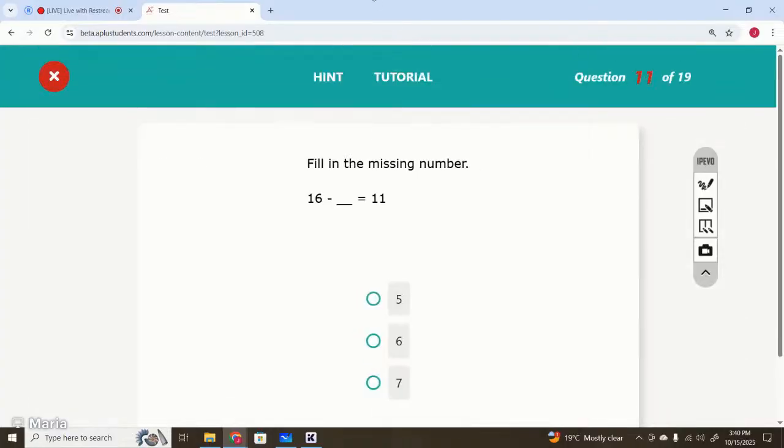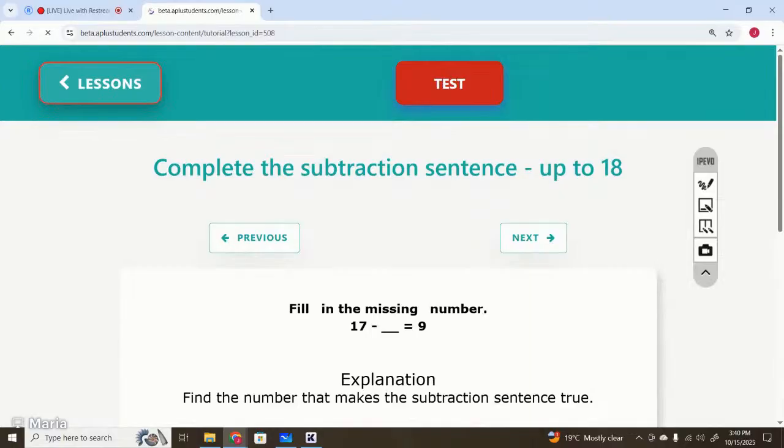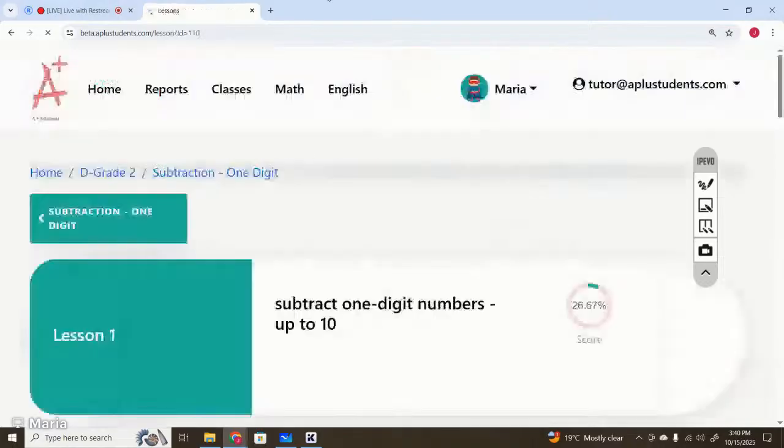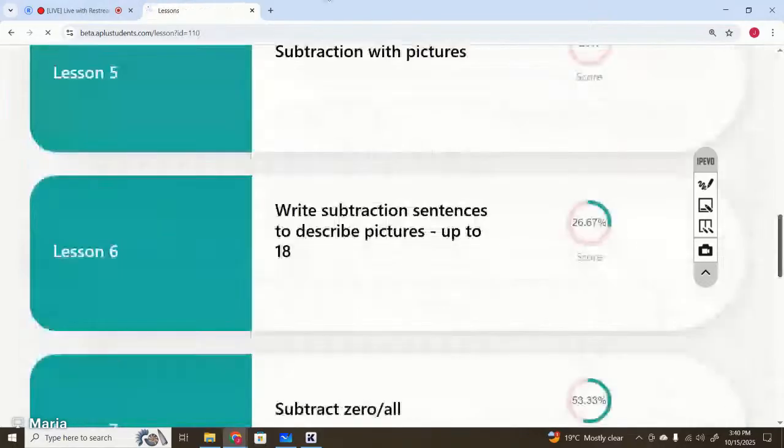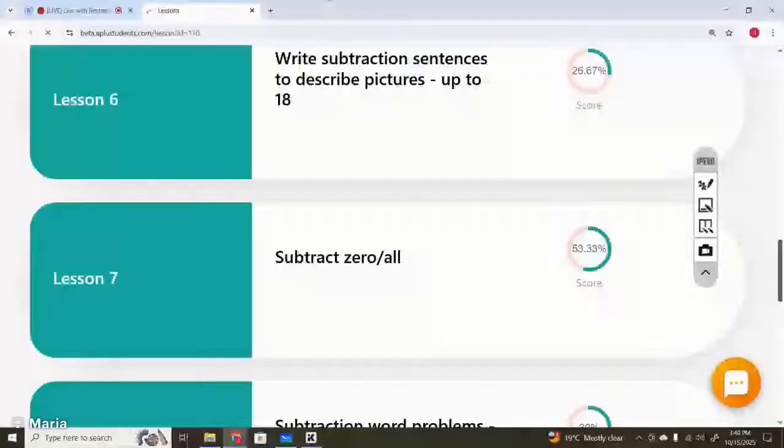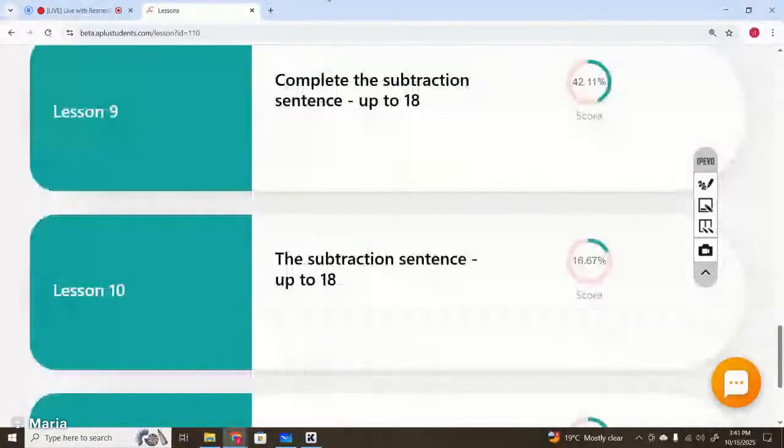Okay, you can complete the lesson by yourself later today. So we were working on grade 2 math. The chapter we were working on is subtraction one digit. The lessons we have covered today are subtract, describe pictures up to 18, subtract 0 or all, and then complete sentences up to 18. So please make sure before the next session you complete all the practice questions for the lessons we just did. That is your homework until next session.